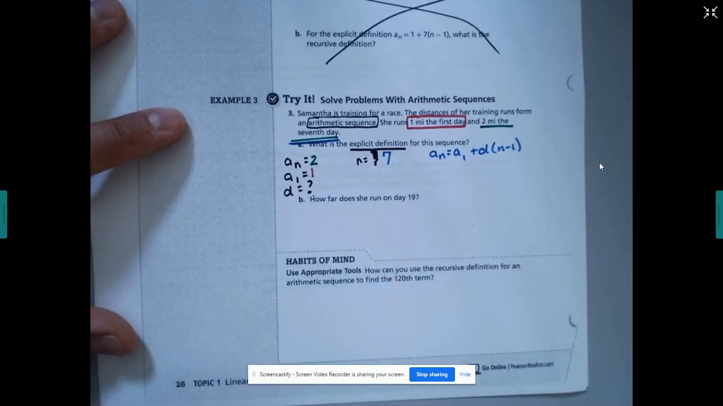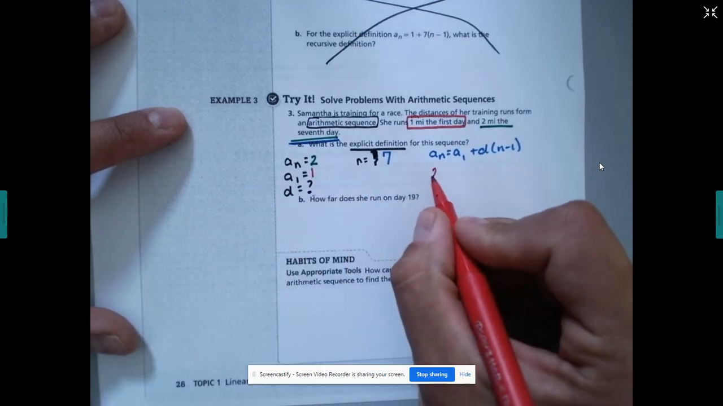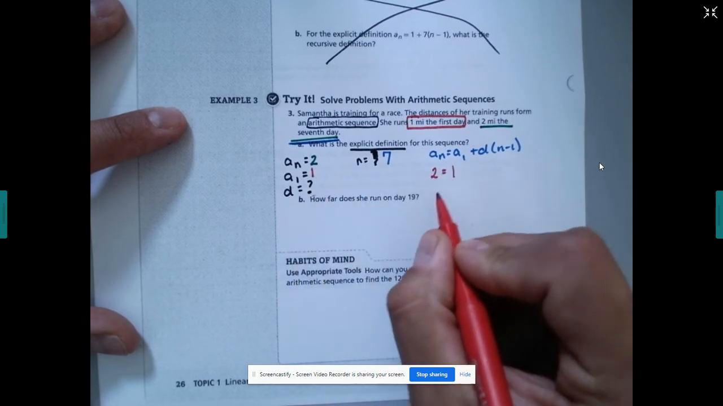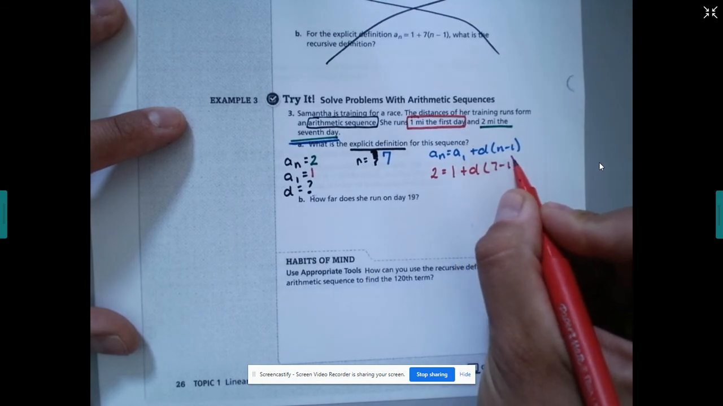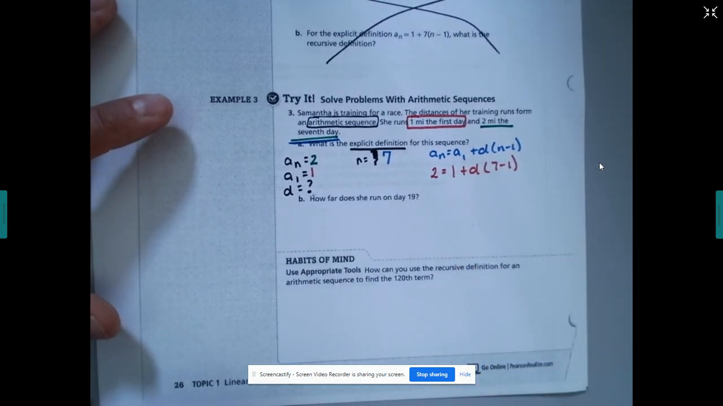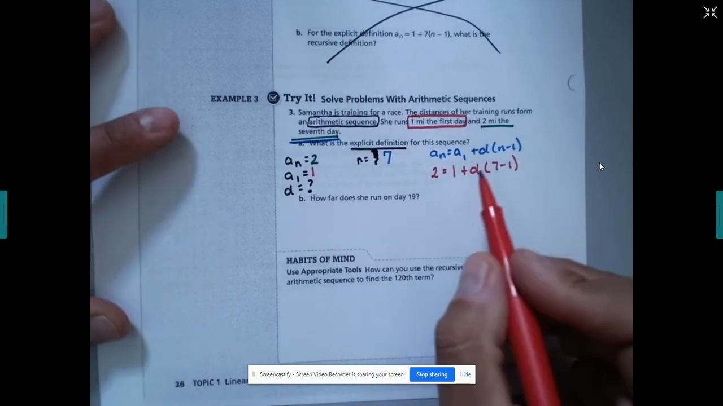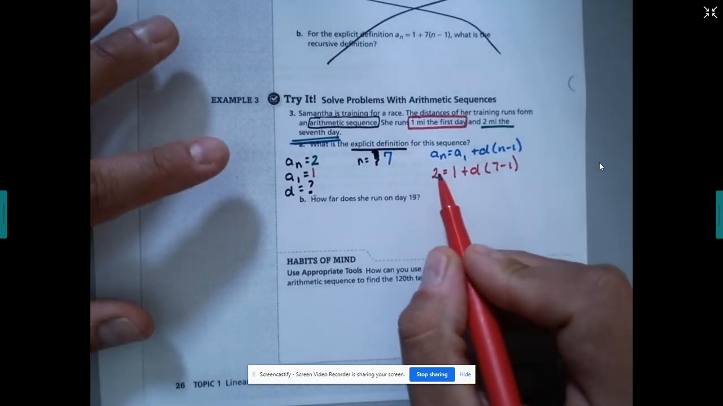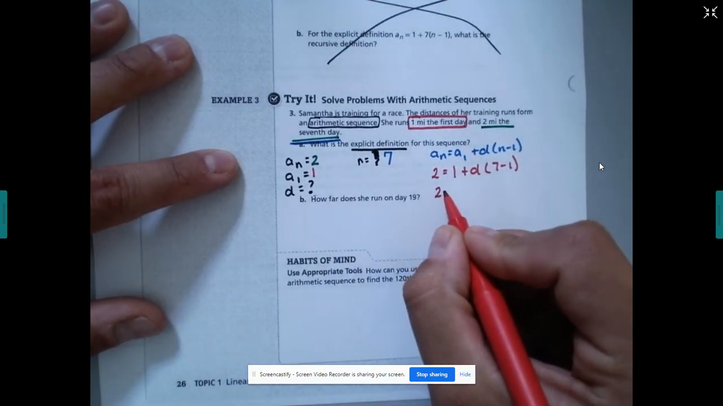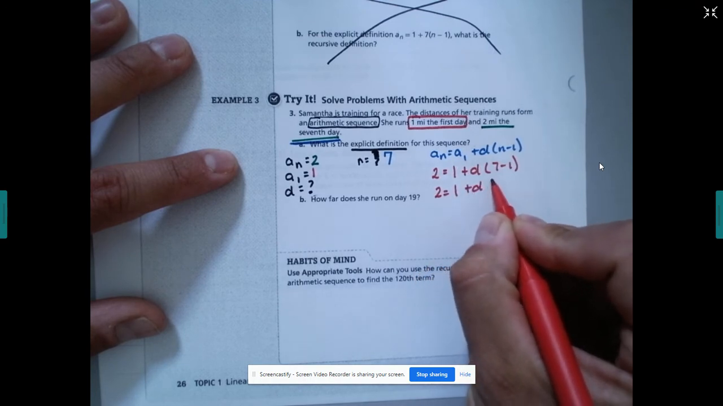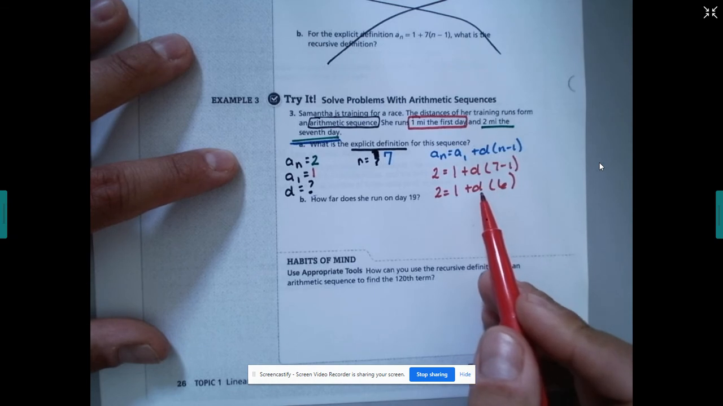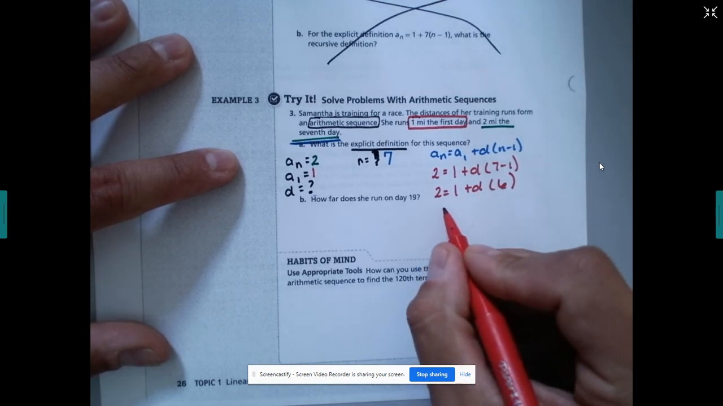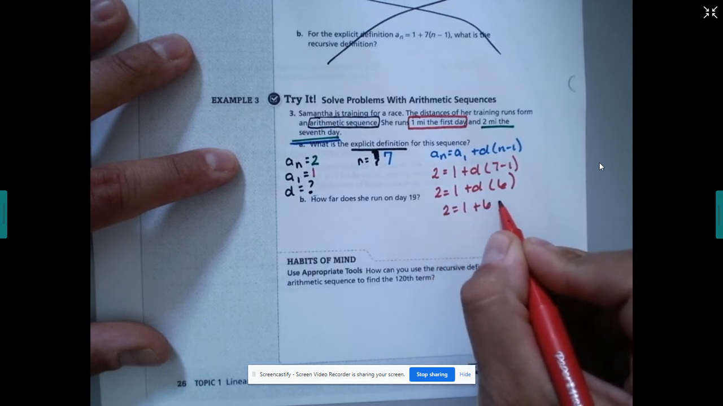So if we plugged in all of these numbers, AN is 2, A1 is 1, D we don't know, N is 7. So we have to figure out what that D value is. We need to solve this thing for D. We need to get D by itself. So based on our order of operations, we always do parentheses first. 7 minus 1 is 6. And then we multiply before we add. So I'm going to multiply 6 and D together, and that would give me 6D.